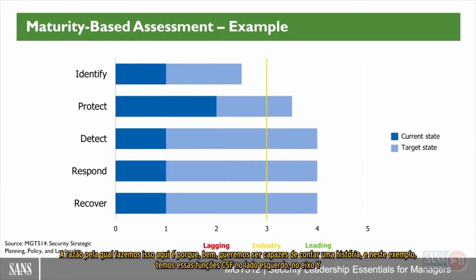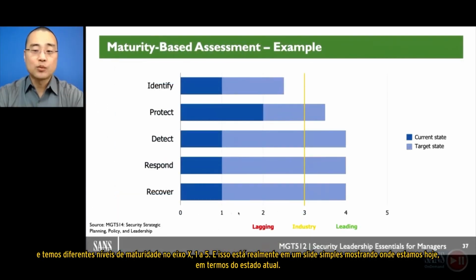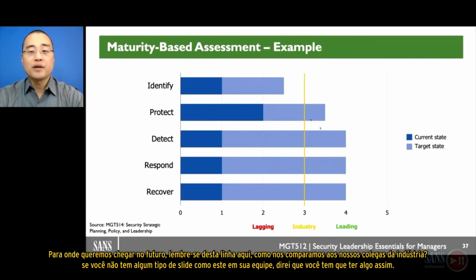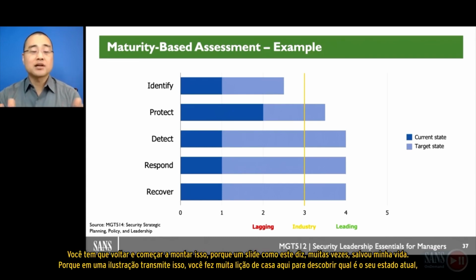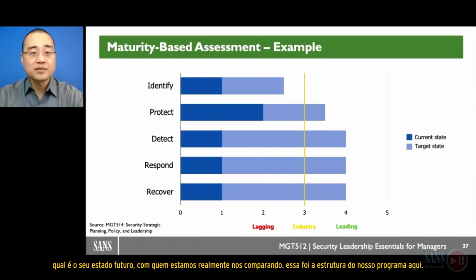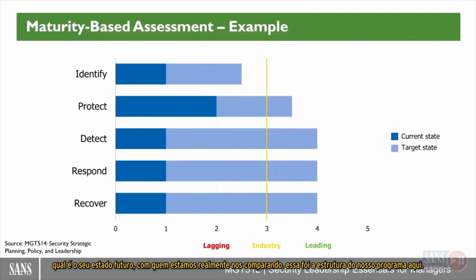Now, the reason that we do this is because we want to be able to tell a story. Here, in this example, we've got the NIST CSF functions on the left-hand side on the y-axis, and different maturity levels on the x-axis, 1 to 5. This is really, in one simple slide, showing where we are today in terms of the current state, where we want to get to in the future, and, remember this line here, how we compare to our industry peers. If you don't have some sort of slide like this on your team, you have to have something like this. You've got to go back and start to put this together, because a slide like this has saved my bacon many times. In one illustration, it conveys that you've done a lot of homework to figure out your current state, your future state, and who we are actually comparing ourselves against. So that was our program frameworks.